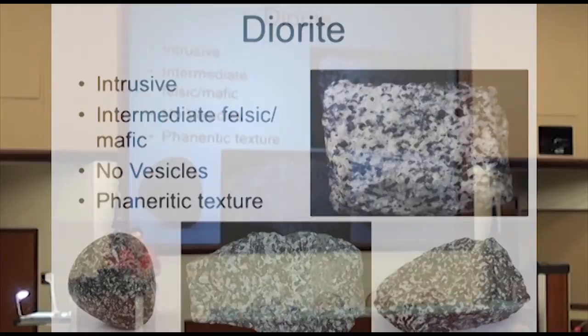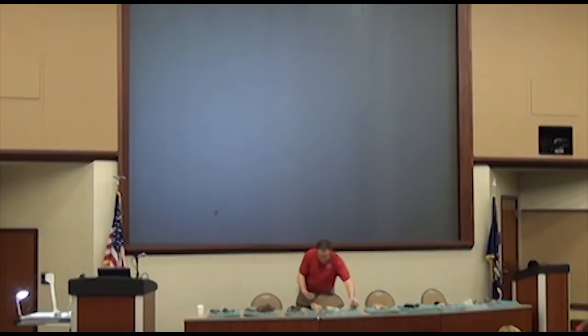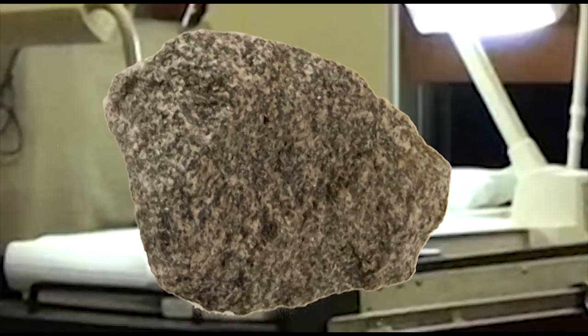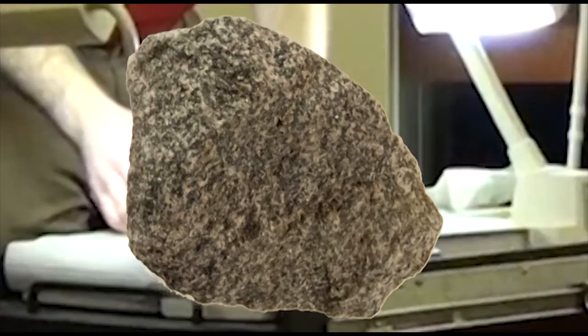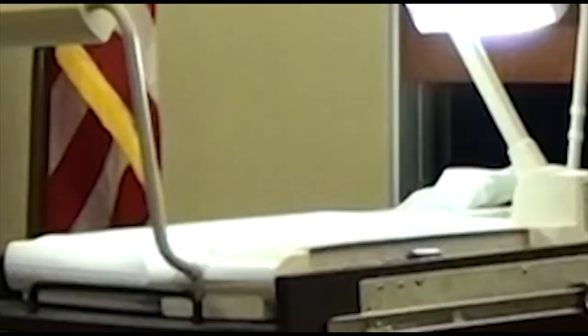Let me show you some pieces I brought. This has pretty small crystals compared to the granite pieces that we looked at, but you can still see them with your eye. You don't need a magnifying glass or a microscope to see them. Same with this one. And they're about 50-50 between the white, the light-colored minerals and the dark-colored minerals. It's usually pretty even. Not always, but usually pretty even.